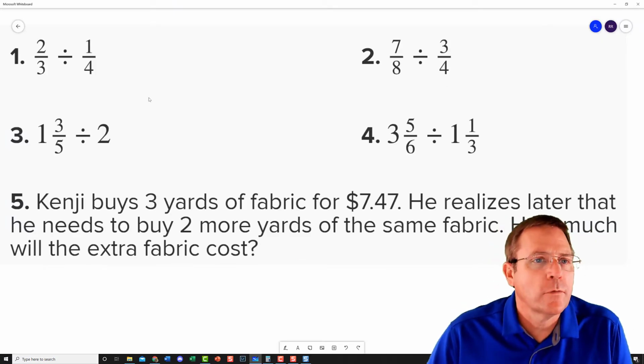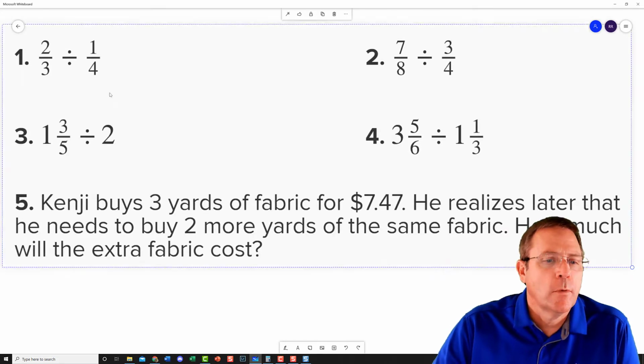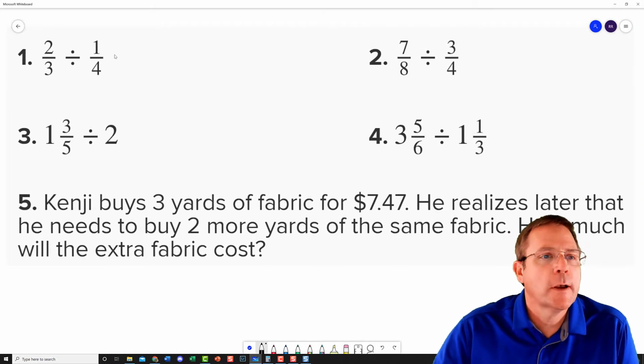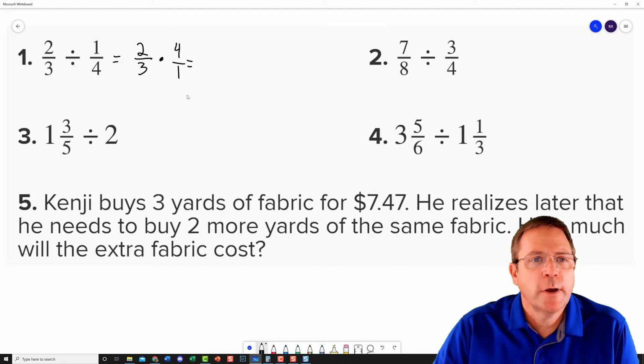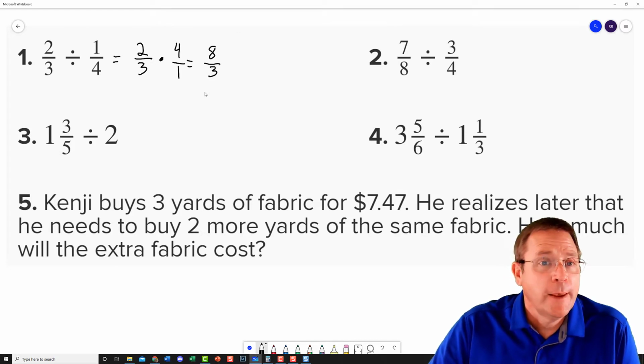Let's check your answers. For the first problem, we're going to get my pen tool back here, and we're going to rewrite it using the good old keep, change, flip. Keep the first number, change the division to multiplication, and flip or take the reciprocal of the second number. Simplify. Nothing simplifies here, so we're going to multiply. 2 times 4 is 8. 3 times 1 is 3. And that, of course, gave us an improper fraction.